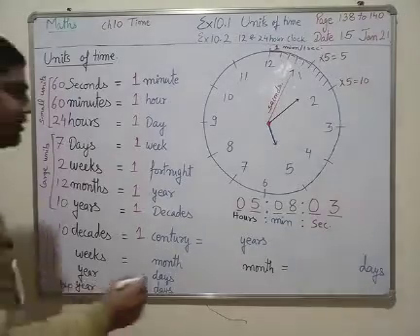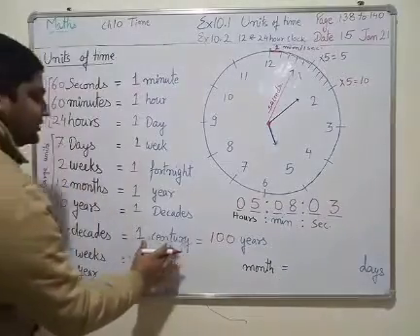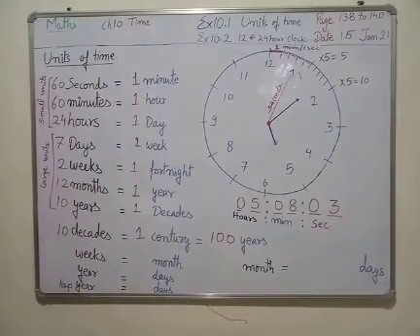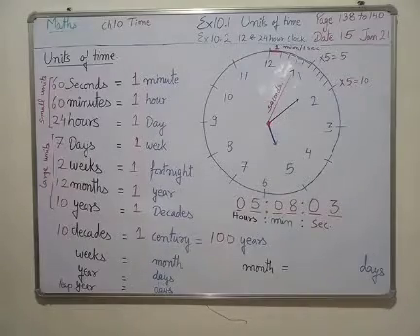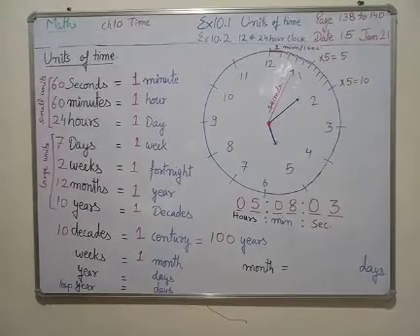10 no, 1000 नहीं, 100 आएगा बेटा. 100 years. 1 century is equals to 100 years. Right? Now tell me, in 1 month how many weeks are there? How many weeks are there in 1 month?